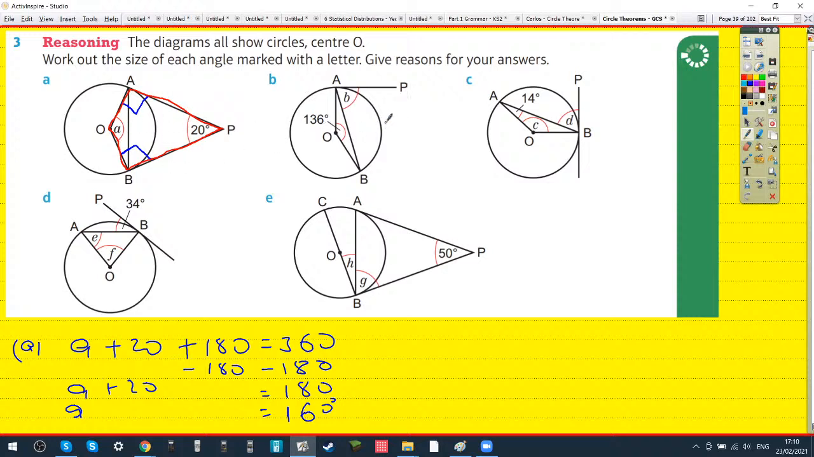Okay, let's try question B. That's similar to the one we did before. Okay, so I need to find out what B is. It looks like OAP is a right angle. Yeah, so OAP would be 90. We wanted the B part. How would we go about that?